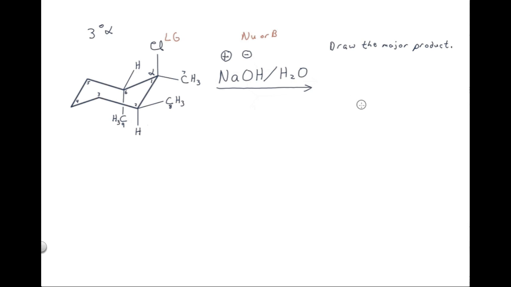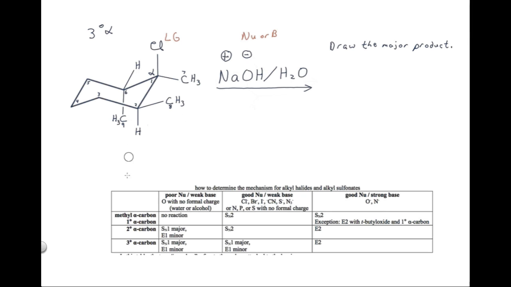Now we can choose our mechanism. Tertiary alpha carbon puts us in the bottom row. O- puts us in the right-hand column of the table, so the table predicts E2. Make sure you write down that the mechanism will be an E2 mechanism. So now we know that the O- will act as a strong base rather than as a nucleophile.